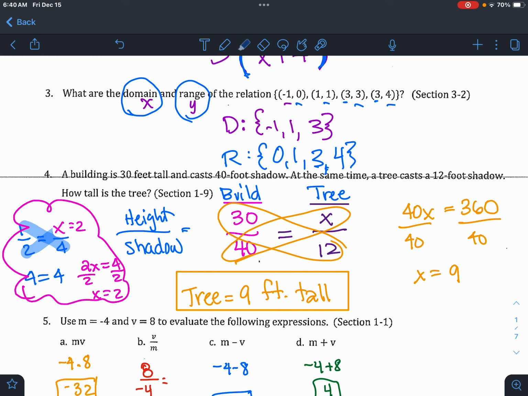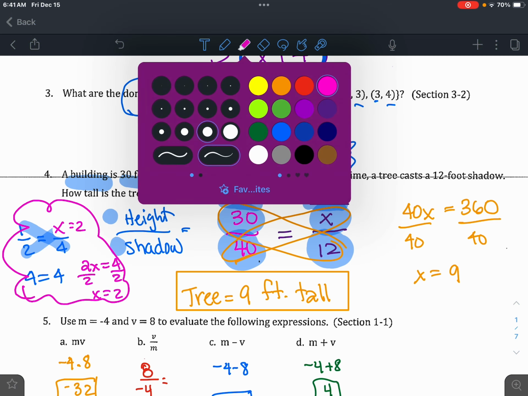So we have to break down what it's asking us. The building is 30 feet tall and casts a shadow of 40 feet. So the proportion I'm writing is height over shadow, or I could do shadow over height, it doesn't matter. Then I have 2 things that are proportionately written together, the building and the tree. I know the height of the building and the height of its shadow. And at the same time, we don't know the height of the tree, but we do know the height of its shadow.